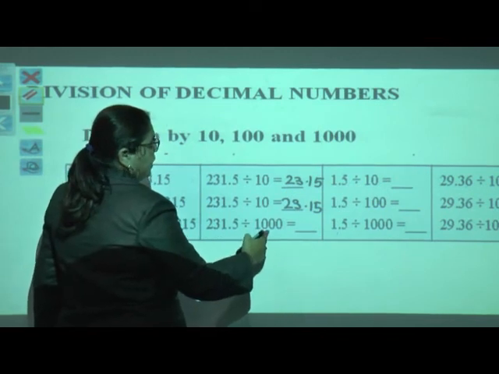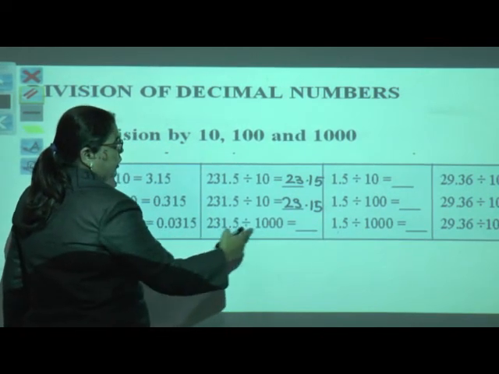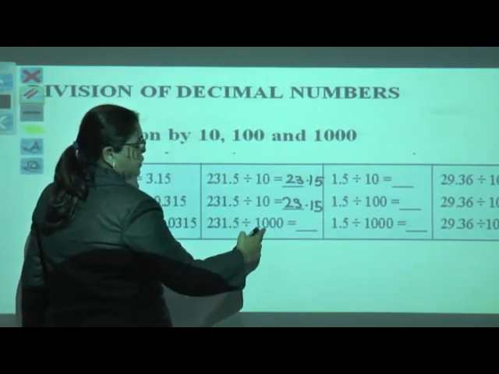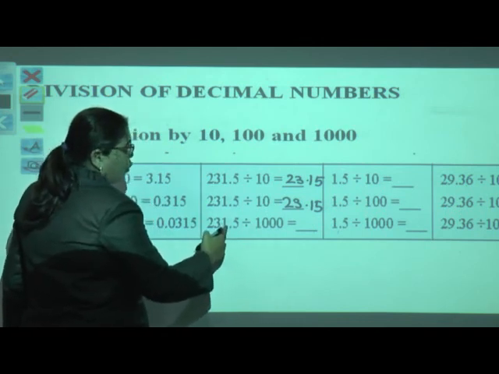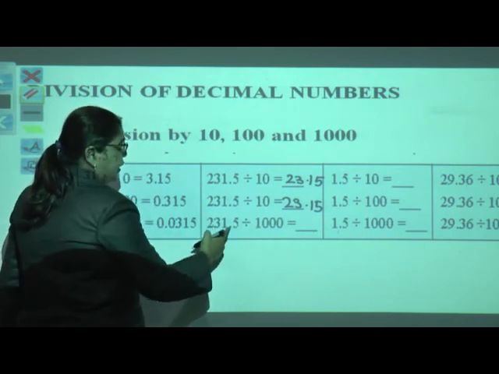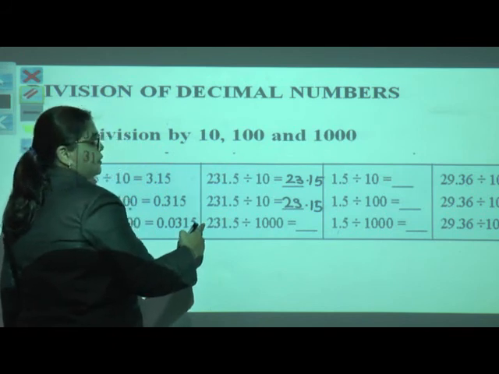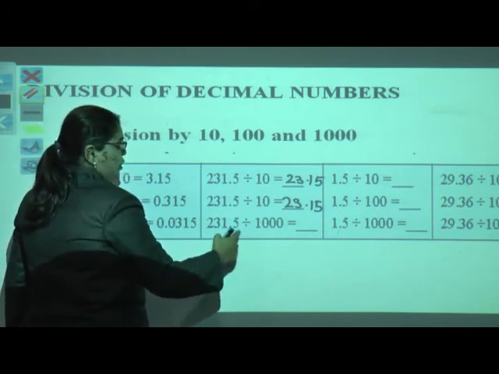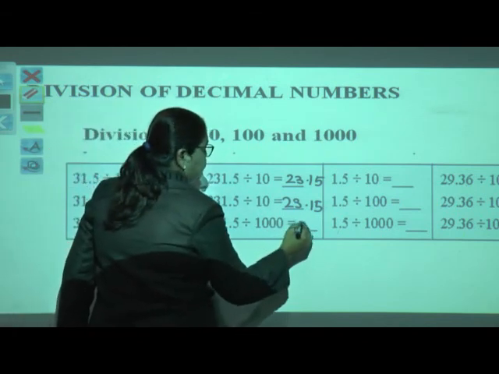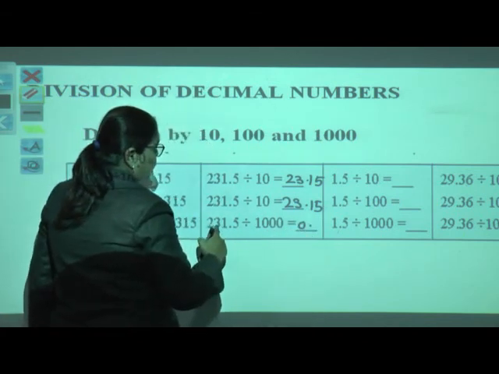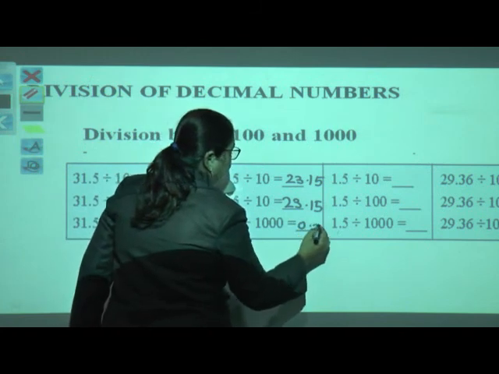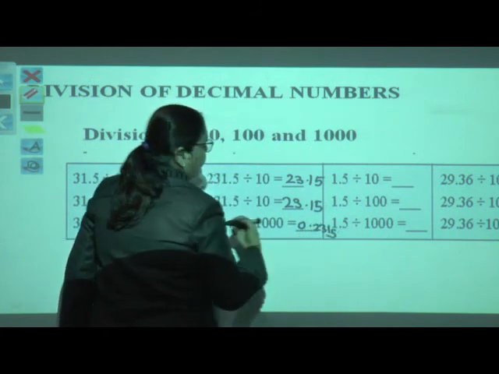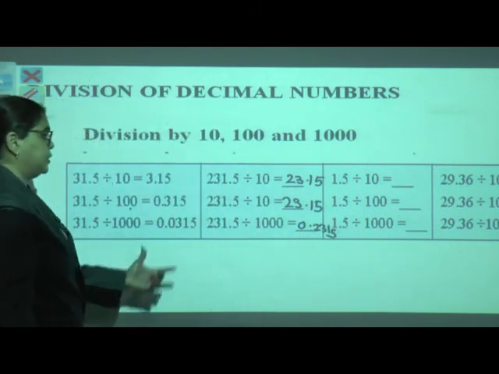Here it is divided by 1000. We have 3 zeros in 1000, so it will go after 3 digits. We have to put the decimal 3 digits towards the left because it is a division. So what will be the answer? 0.2315. This will be the answer of this.